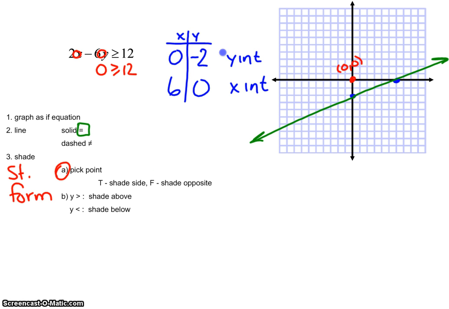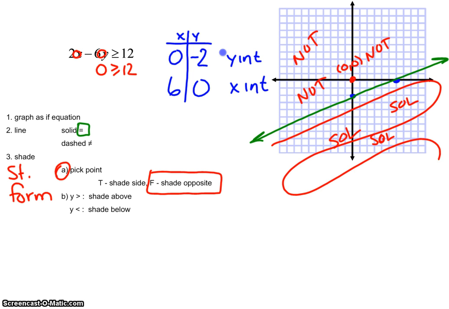This time I get a false expression. Okay, 0 is not greater than or equal to 12. So that means this point is not a solution, and any points on this side of that fence are not solutions, meaning the opposite side are my solutions. And again, when we do this, we want to shade the side that contains my solutions.